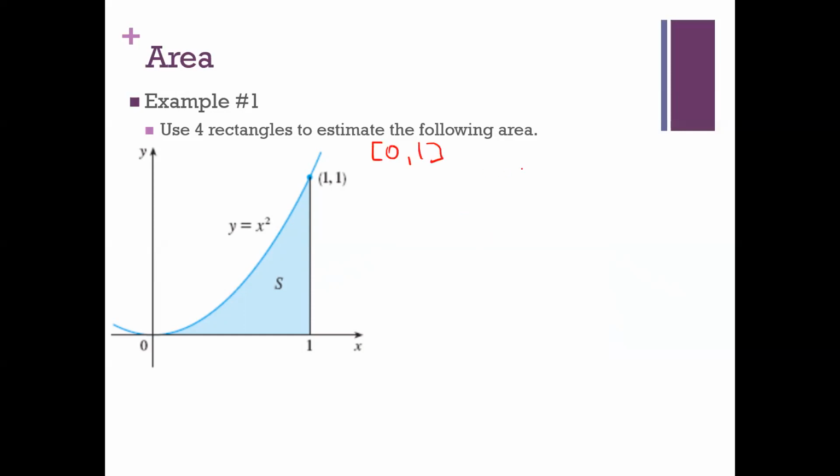So how wide are all of our rectangles going to be? I'll call that measurement delta x. If I want to make 4 rectangles, how wide is each one going to be? 1/4, because the interval is 1 unit long. It's going to get divided into 4 equal pieces. So these rectangles are 1/4 in width, right? So I can basically partition my x interval into these 4 chunks. And now I'm going to draw rectangles.